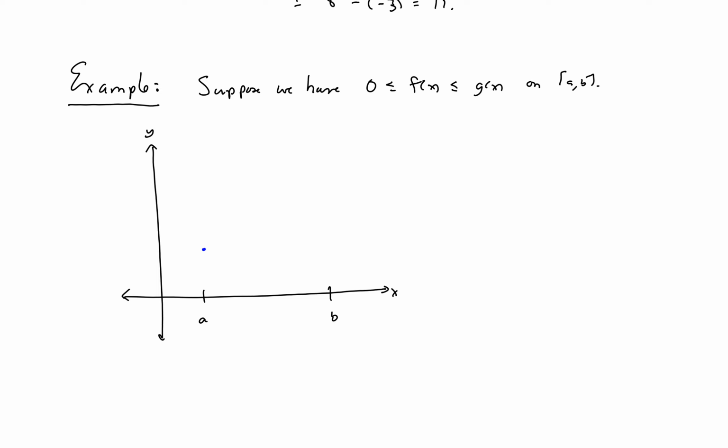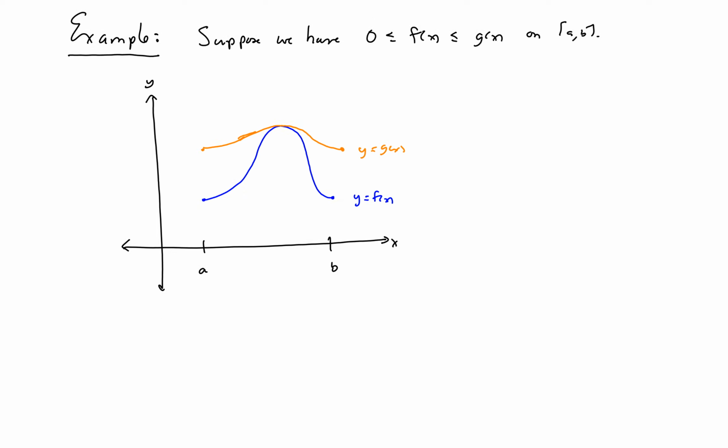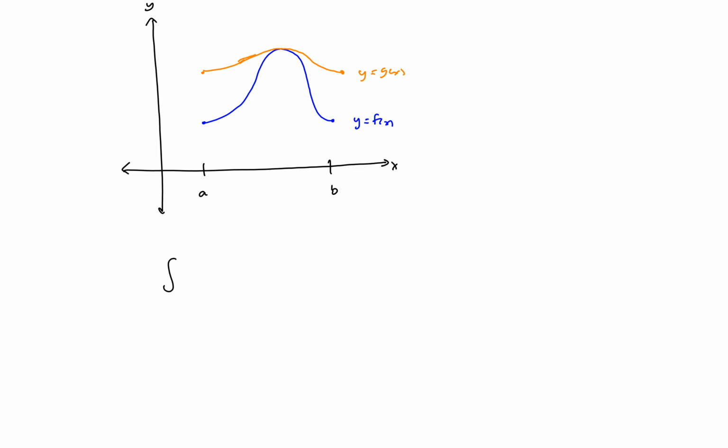We'll say my function f maybe looks like this. And maybe g looks something like this. Maybe it comes up and it touches it there. It goes something like this. So that's our situation. So we can ask ourselves then, what does the integral from a to b of g of x minus f of x dx look like?